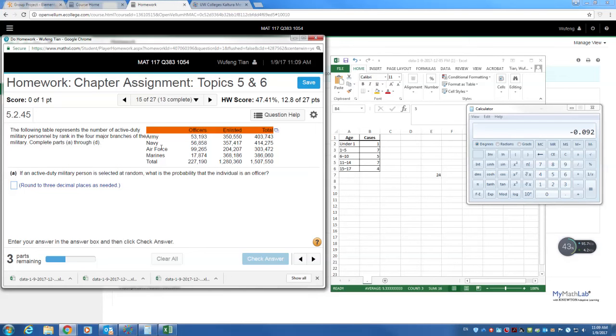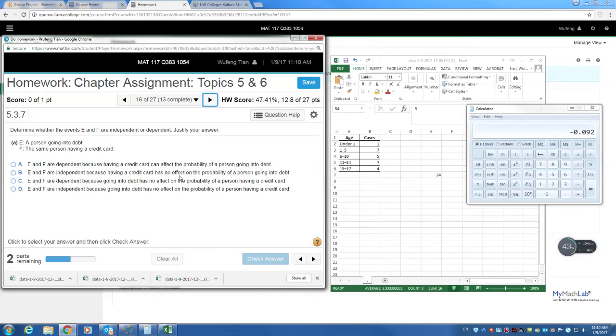Okay, if an active duty military person is selected at random, what's the probability that the individual is an officer? So you just use the officer divided by the total. Active duty military is selected at random. What's the probability that an individual is an officer? So you use the officer divided by the total. It should be a pretty simple one.